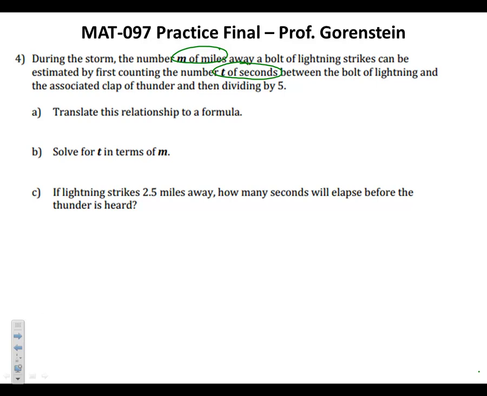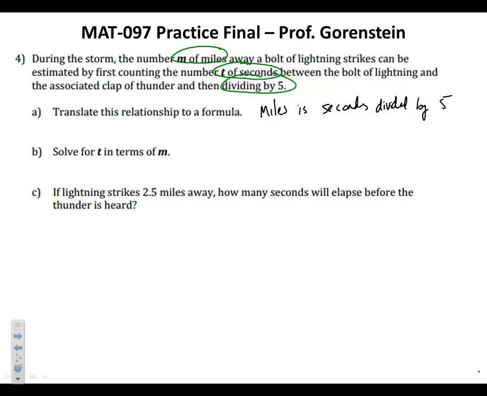Rather than jumping straight into the equation, what I like to do is simplify the problem in words. What I mean by this is we could restate this problem more simply as: number of miles is number of seconds divided by 5. So miles is seconds divided by 5. When you simplify the wording, now it's much more apparent how to translate this into an equation.